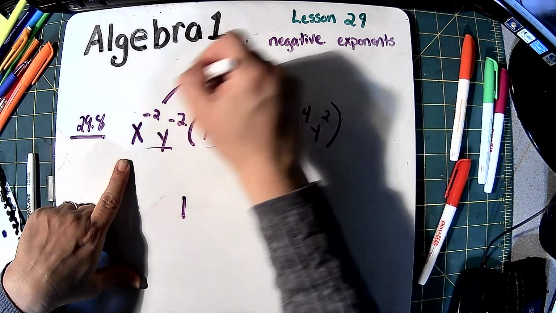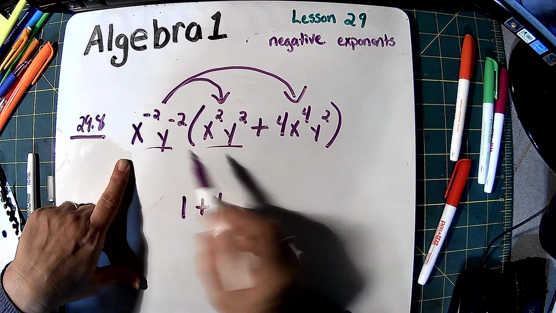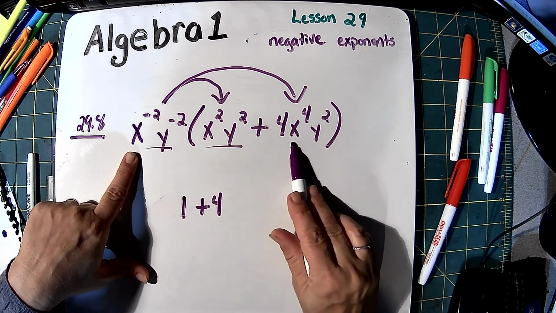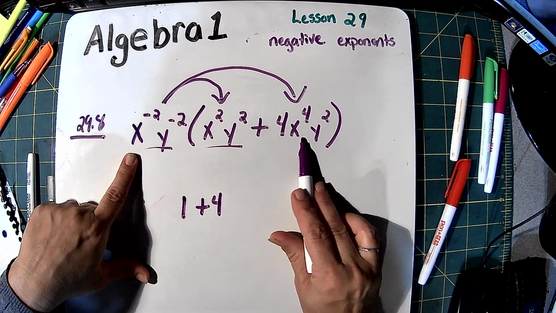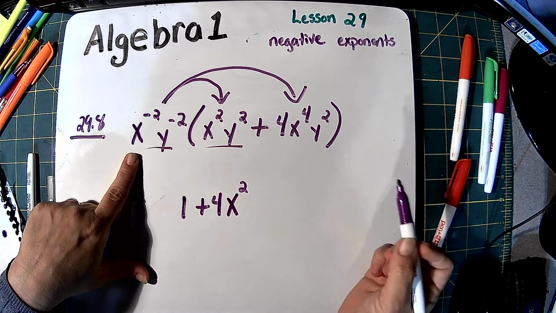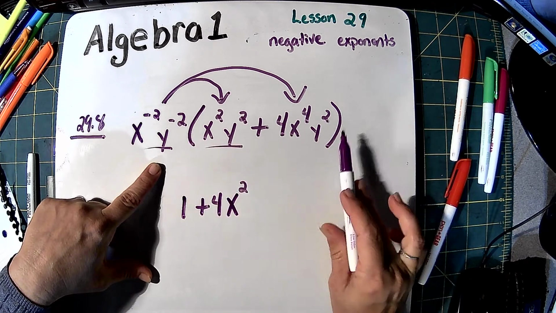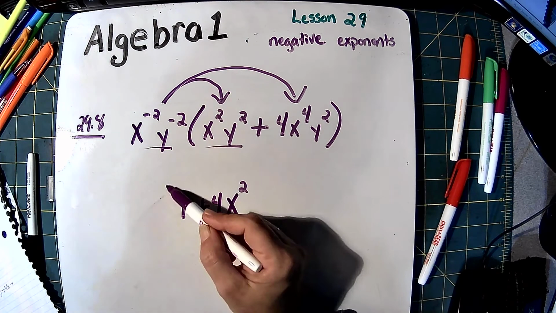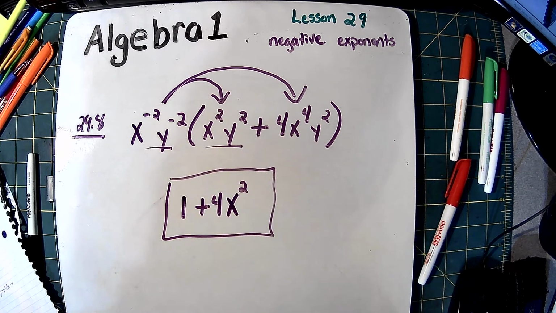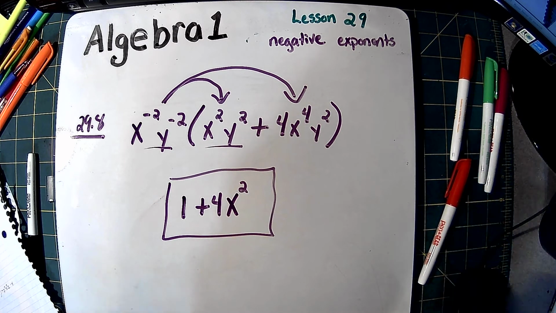Okay, now I'm going to go this way, and I've got positive 4 x's, we're going to put those together. We've got negative 2, positive 4, that's 4 minus 2, which would be x squared. And here I've got positive 2, negative 2, those cancel each other out, so nothing on that one. And that's the answer. 1 plus 4x squared.